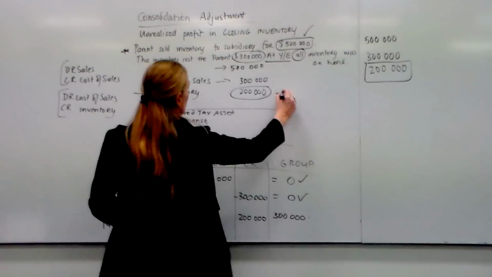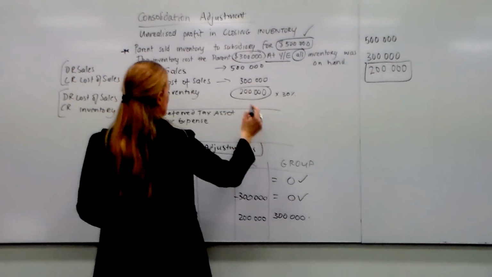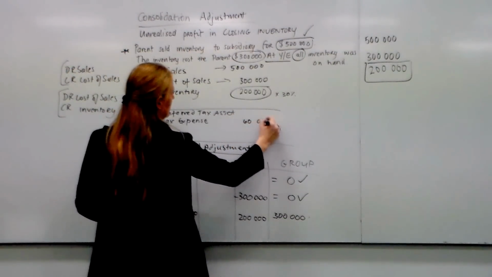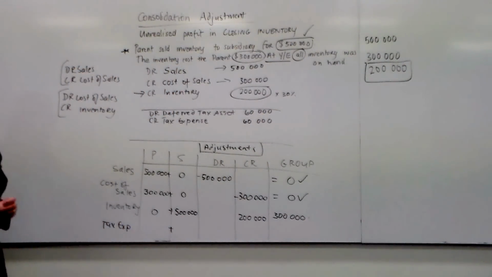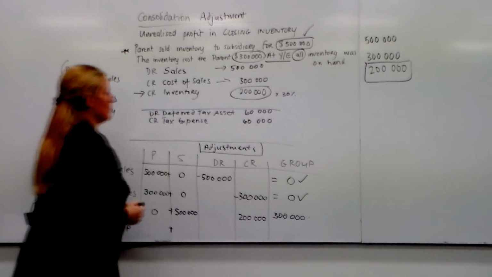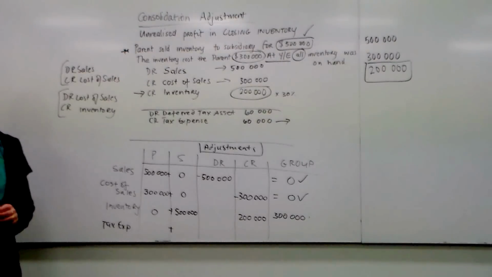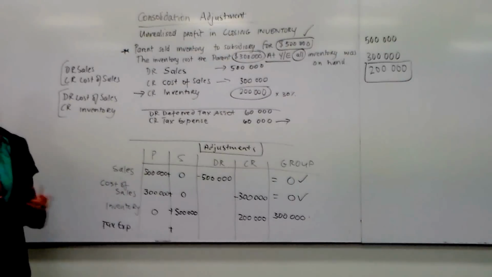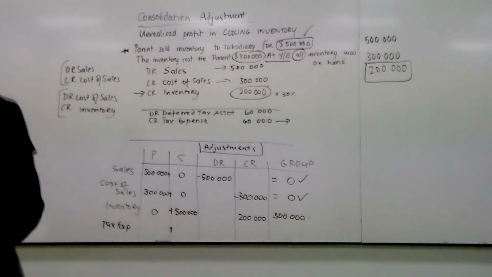Okay. Therefore, we're going to simply multiply this by the tax rate, which is currently 30%. So 200 times 30%, we will get 60,000, and 60,000 deferred tax asset. Why deferred tax asset? Because as far as the group is concerned, this amount of tax which will be paid by the parent is considered to be a tax which has been paid too soon. Okay, so deferred tax asset can generally be considered to be similar to a prepayment of tax. Okay.